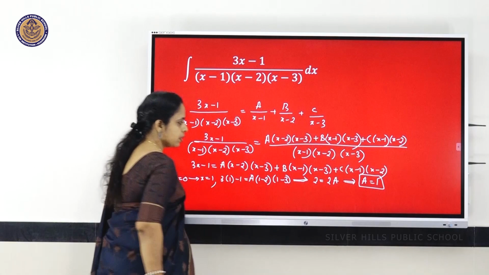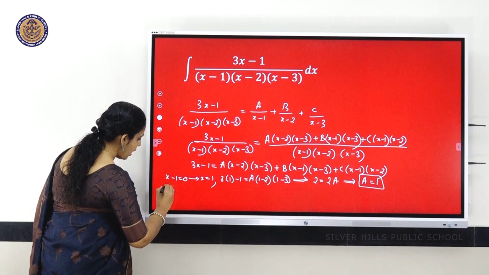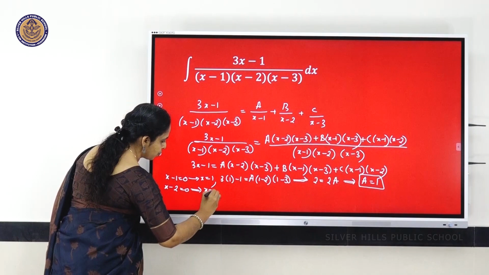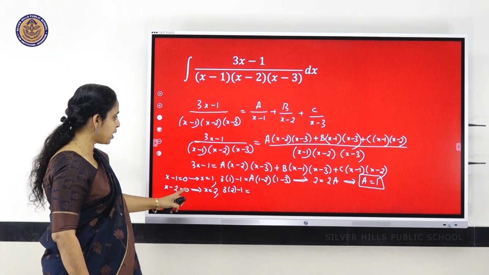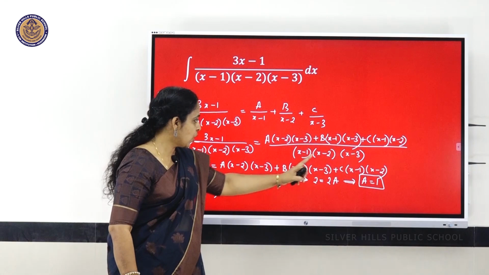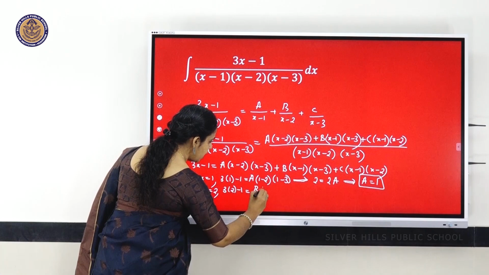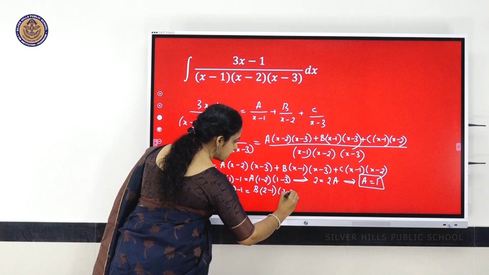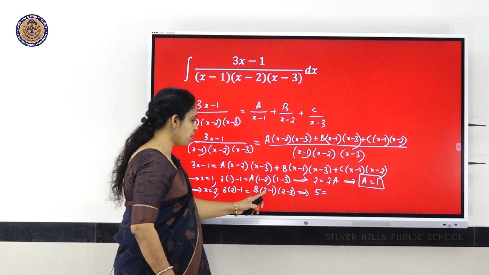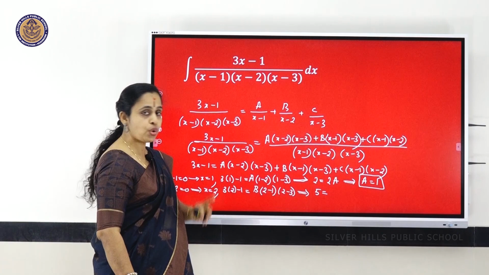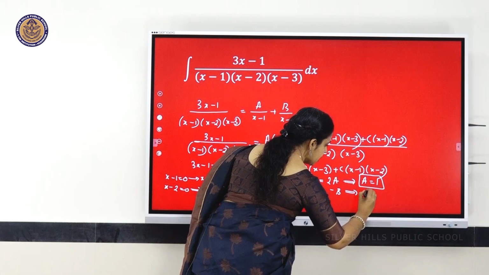Now we will give x minus 2 equal to 0. X minus 2 equal to 0 means x equal to 2. Substituting in LHS, 3 into 2 minus 1 equal to, where you got x minus 2 as a factor, that means wherever you are seeing x minus 2 with a, with c, both will become 0, you will get only b into 2 minus 1 and 2 minus 3. The meaning, 3 into 2, 6. 6 minus 1 makes 5. 5 equal to, 2 minus 1 is 1, 2 minus 3 is minus 1. So you will get minus b, or value of b is equal to minus 5.